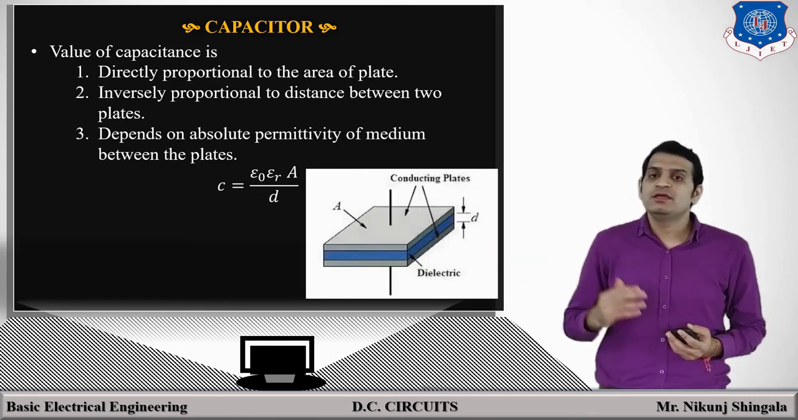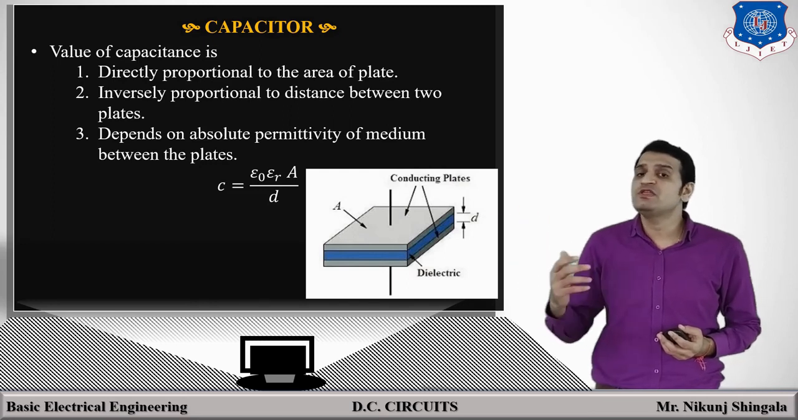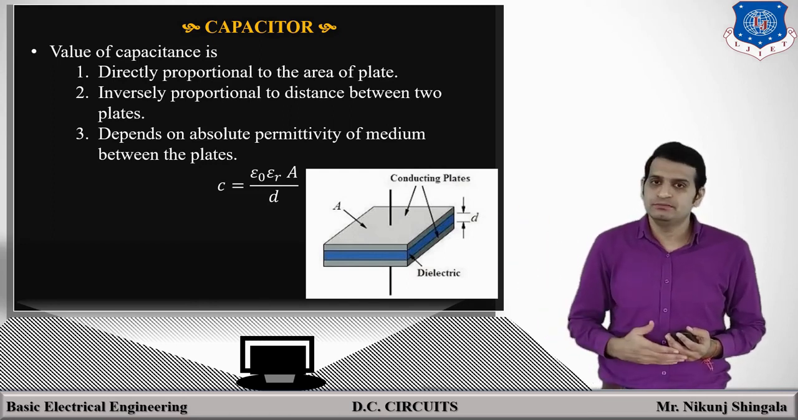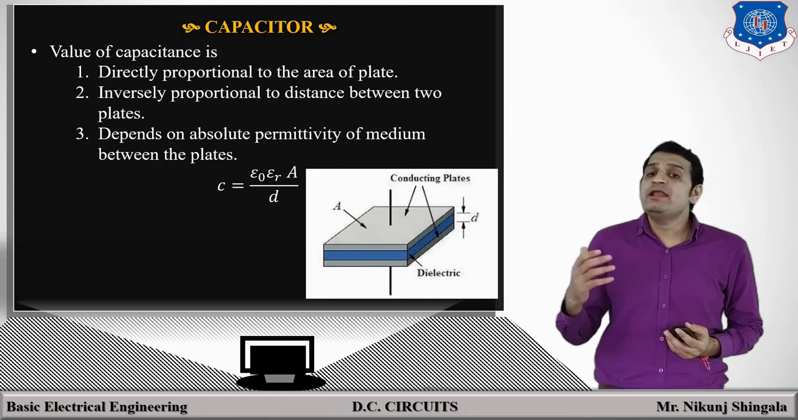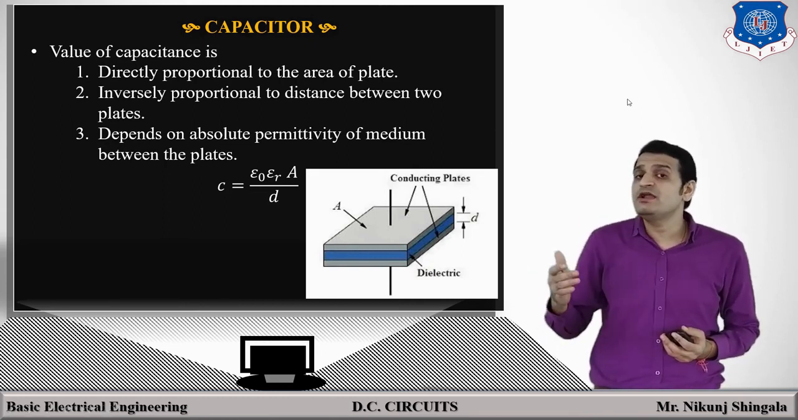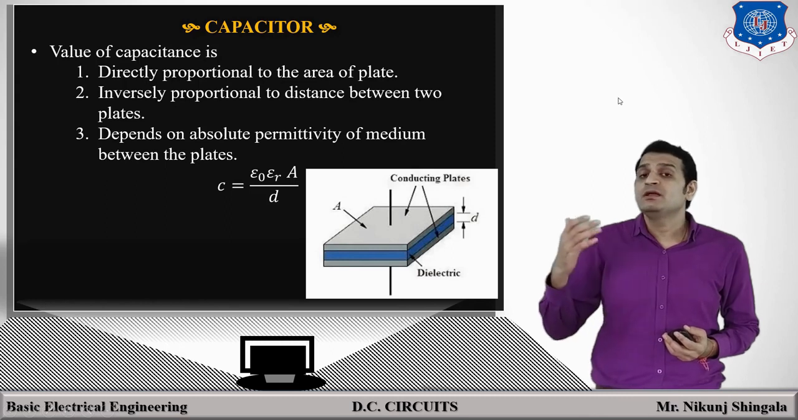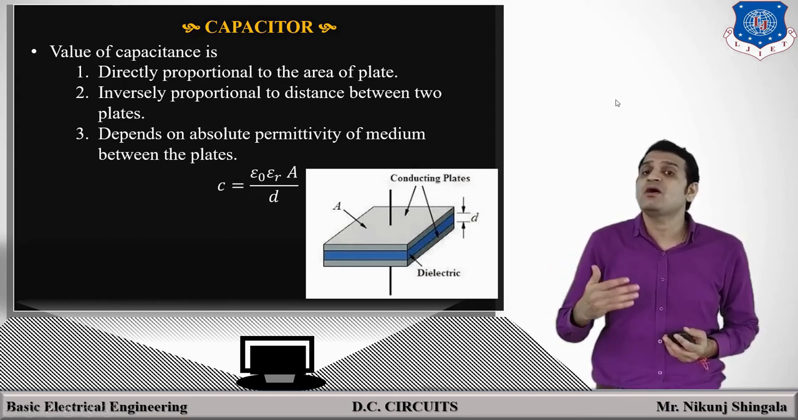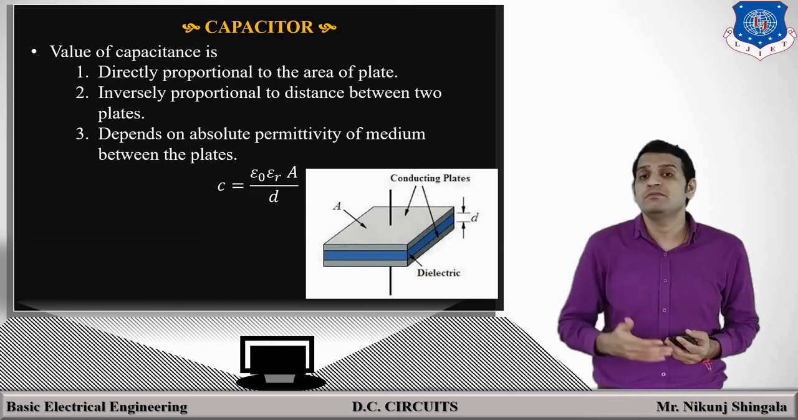So this is the construction of a capacitor. You can see it consists of two conducting plates separated by a dielectric medium. The dielectric medium can be anything, and based on it, capacitors are classified into air type capacitor, electrolytic capacitor, mica capacitor and paper capacitor, where air and mica are nothing but the dielectric mediums.